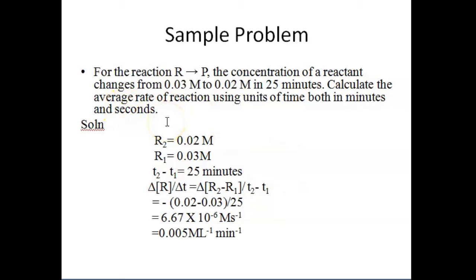In order to solve this problem, or any numerical, the first habit we should have is to note down the given values. Here it is given as from 0.03 M to 0.02 M. That means our R2 is 0.02 and R1 is 0.03, and the change in concentration takes place in 25 minutes. That means T2 minus T1 will be equal to 25 minutes. We all know it is del R by del T. Thus we could substitute the values and get the answer as 6.67 into 10 to the power of minus 6 M per second, and that could be converted into per minute, as they have asked for the average rate of reaction both in minutes and seconds.